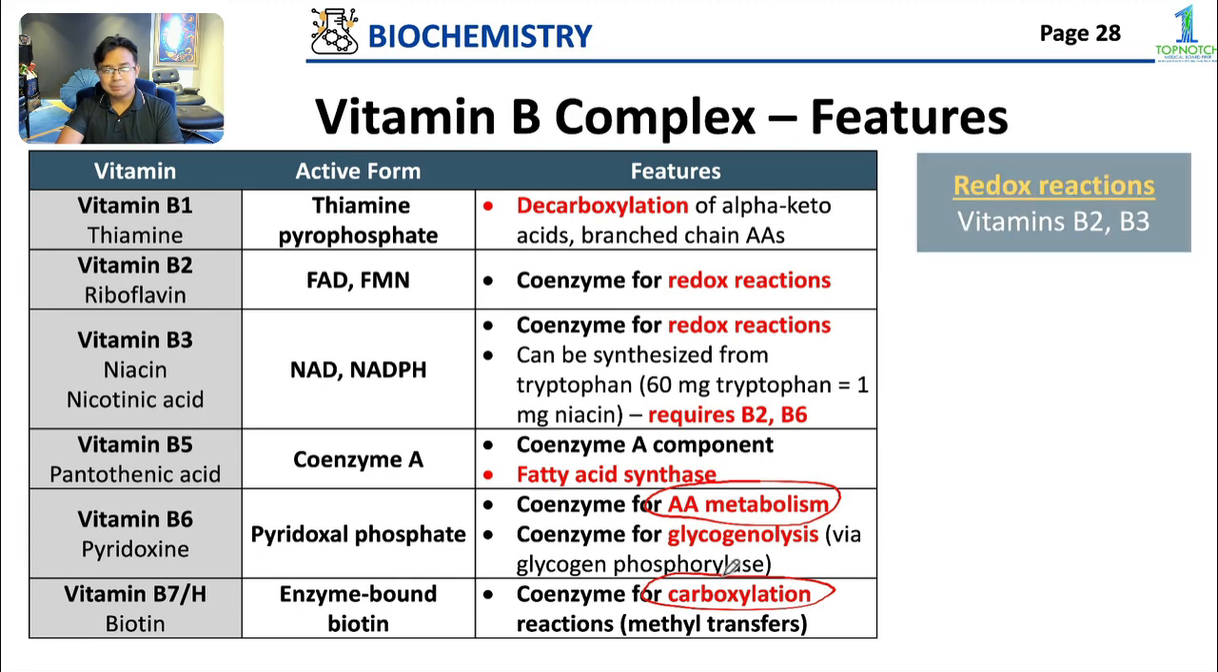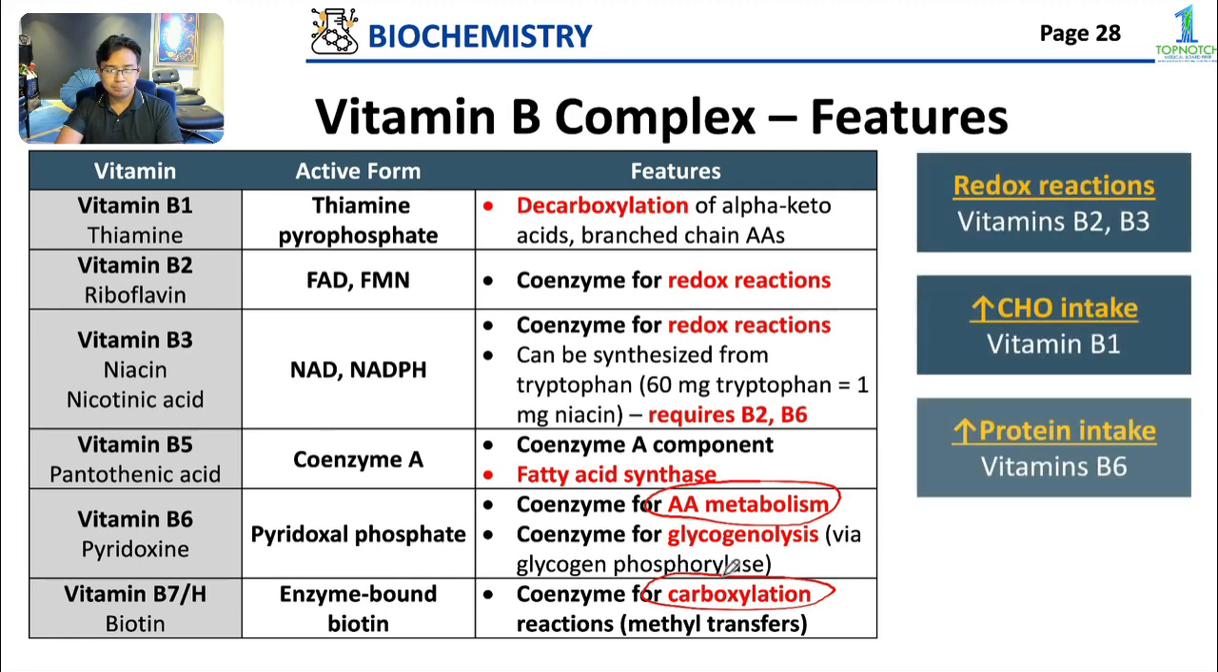Again, redox, B2 and B3. Then B1 and B6 are also important. B1 if you have large intakes of carbohydrate, and B6 for large amounts of protein intake. You have to have increased vitamins for those kinds of intake in the body.